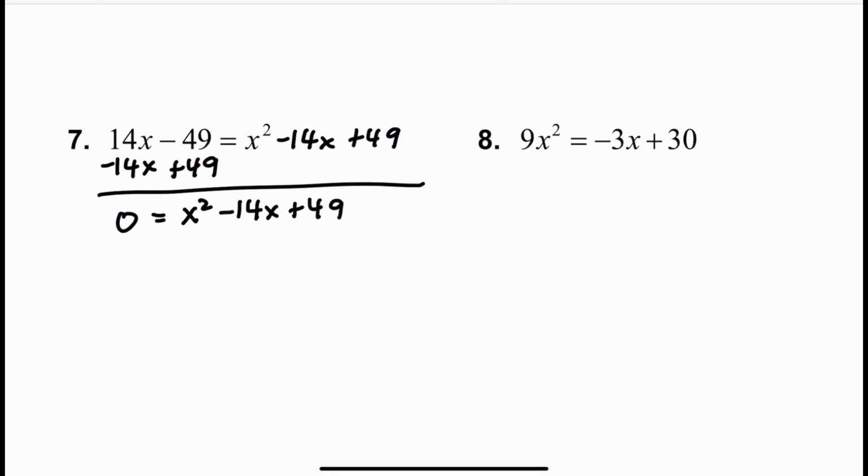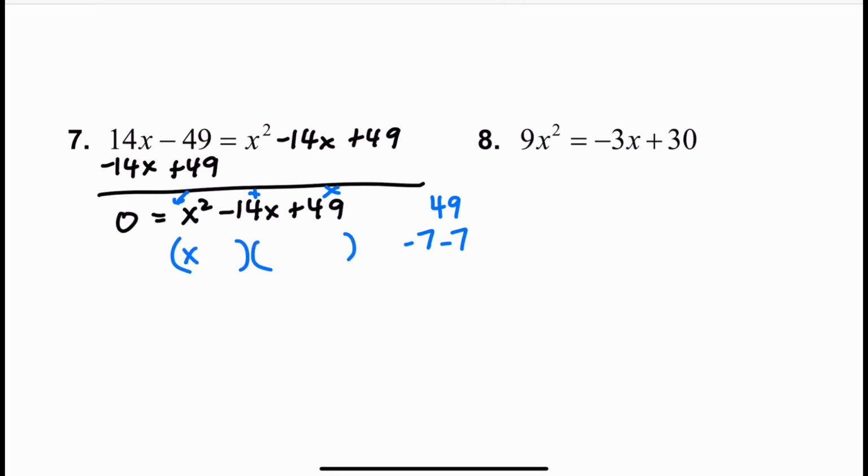Now this is an easy factoring because there's not a number in the front. So we're just looking for 2 things that multiply to 49 and add to 14. Now 7 times 7 is 49. 7 plus 7 is a positive 14, but we're trying to get a negative 14 here. So if I make both of these 7s negative, -7 times -7 is a positive 49, and -7 plus -7 is -14. So those are our 2 numbers.